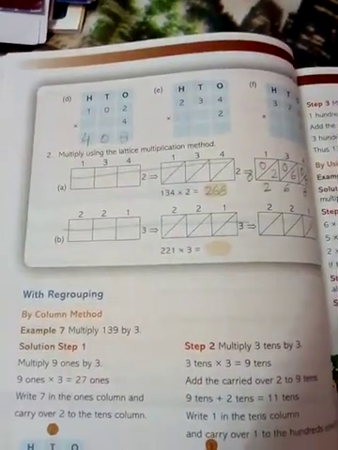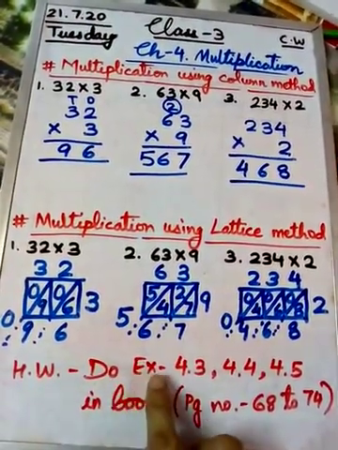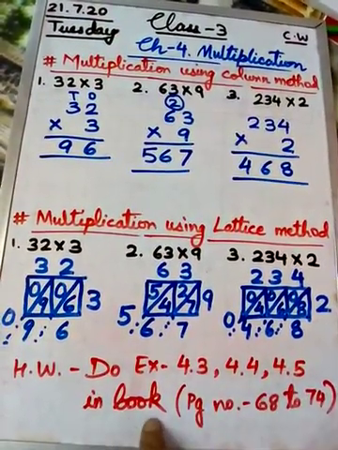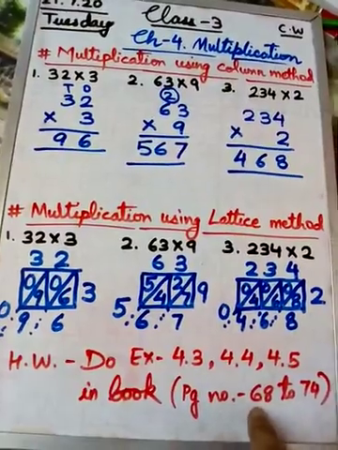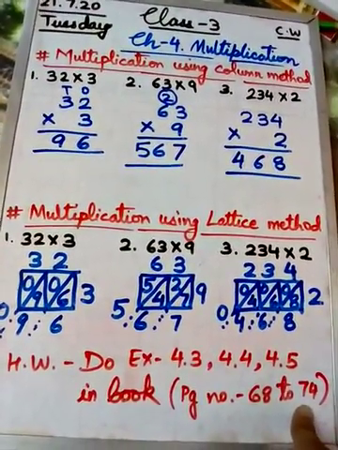Okay. You have it like this. So what is your homework? Do exercises 4.3, 4.4, 4.5 in the book. What is the page number? 68 to 74.